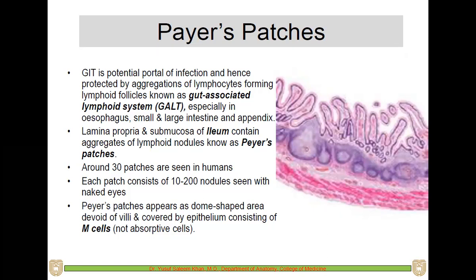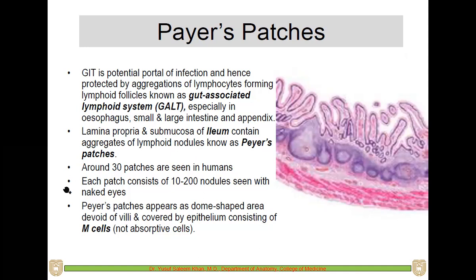These are very important, especially in typhoid fever, where they get inflamed, and sometimes this even leads to perforation. So these Peyer's patches are very important, and are nothing but aggregations of lymphoid follicles, lymphoid nodules.